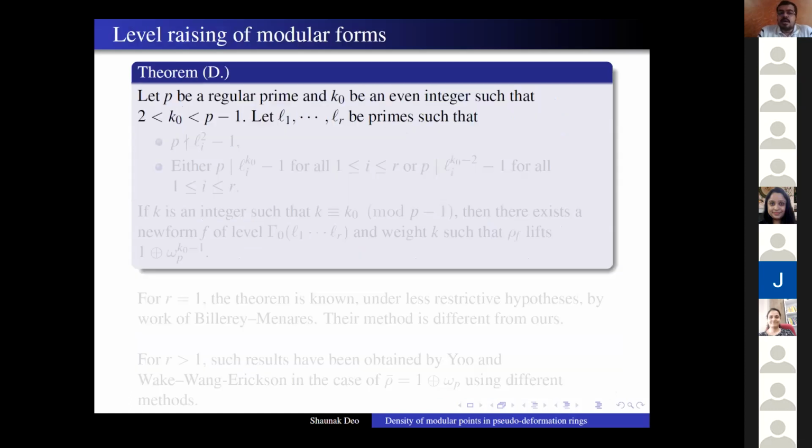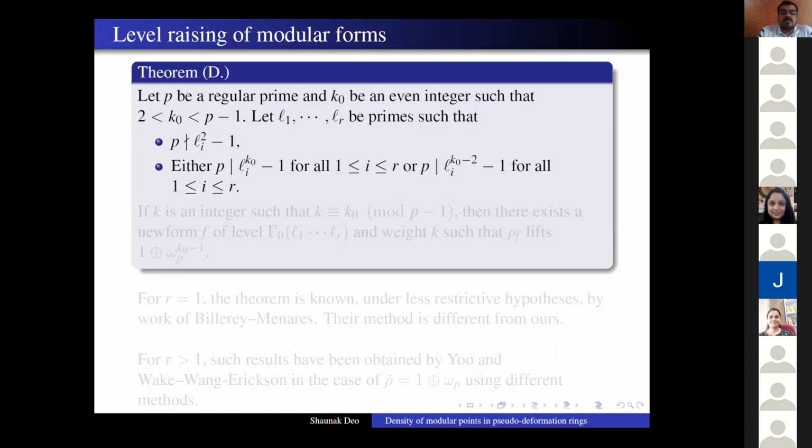We let p be a regular prime, which means p does not divide the class number of Q(ζ_p), and k_0 be an even integer between 2 and p minus 1. Let l_1 up to l_r be primes such that p does not divide l_i squared minus 1. So none of these primes are 1 or minus 1 mod p. And either p divides l_i to the power k_0 minus 1 for all i, or p divides l_i to the power k_0 minus 2 minus 1 for all i.